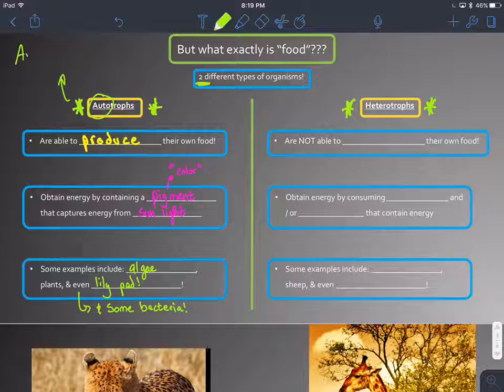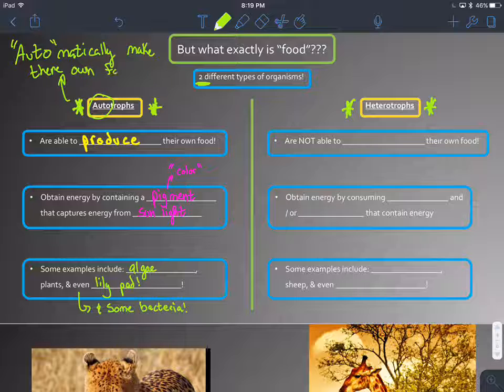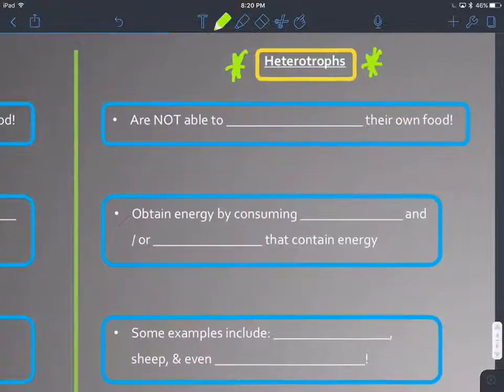They automatically make their own food. Okay, autotrophs, things like plants, most things that are green, right? That's the pigment that we usually see, although it can be different. And again, they need sunlight. They need sunlight. Heterotrophs are very different.